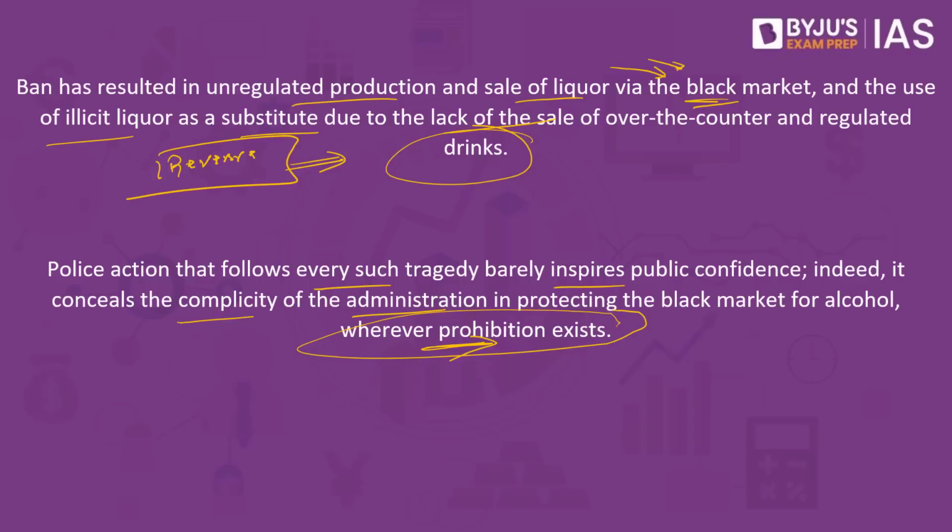So going forward, if a ban is imposed, what we require is complete regulation, complete ban on it. There has to be no illicit liquor, but if it cannot be done so, then make sure that regulation happens with respect to the alcohol consumption. It is this that we have to understand with respect to this article.